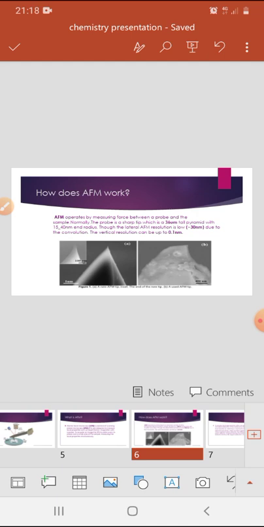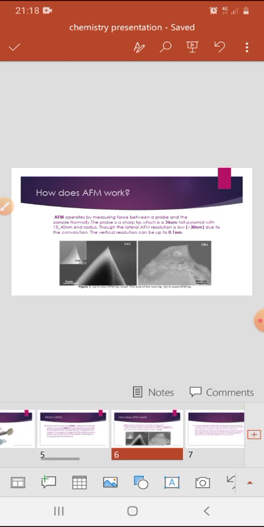How does AFM work? AFM operates by measuring force between a probe and the sample. Normally, the probe is a short tip, a 3 to 6 micrometer tall pyramid with 15 to 40 nanometer end radius. Though the lateral AFM resolution is low, around 30 nanometer due to tip convolution, the vertical resolution can be up to 0.1 nanometer. You can see this diagram.